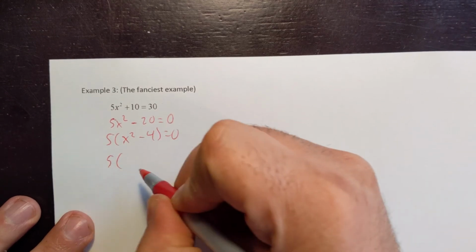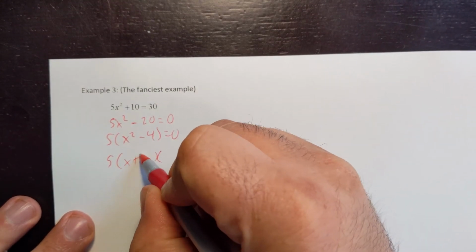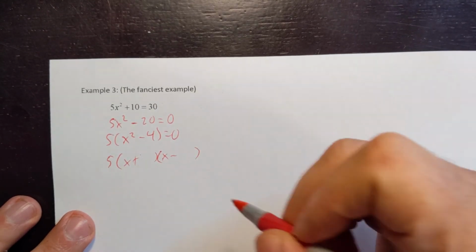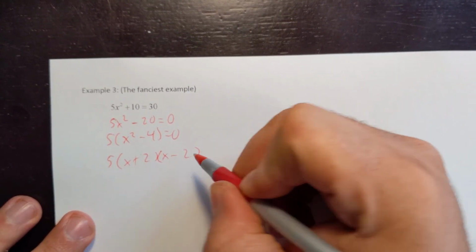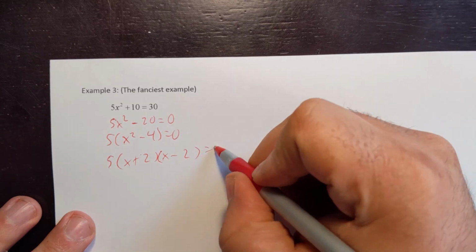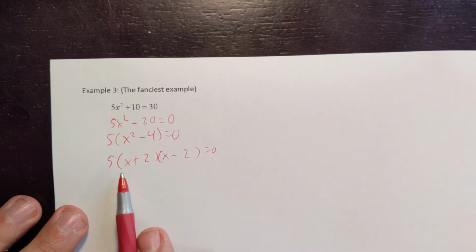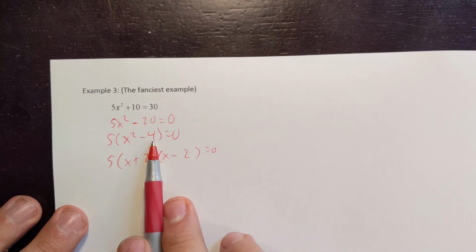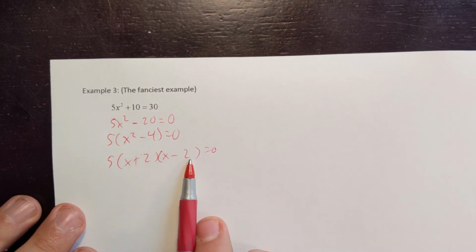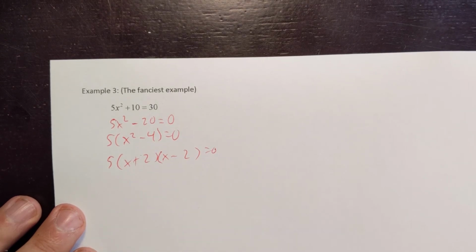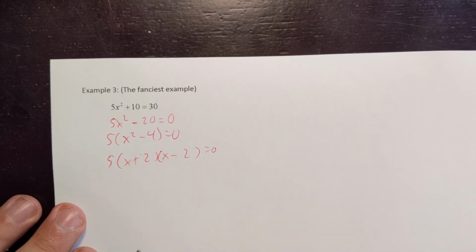So the 5 hangs out in the front. X is your first term, and then plus 2 minus 2, and then equal to 0. So just like before, I got the x squared, I square rooted it, 1 here, 1 there. I got the 4, I square rooted it, gave me 2, a 2 there, a 2 there, and then after that a plus and a minus. So if you notice, same steps over and over again, they're repeating.